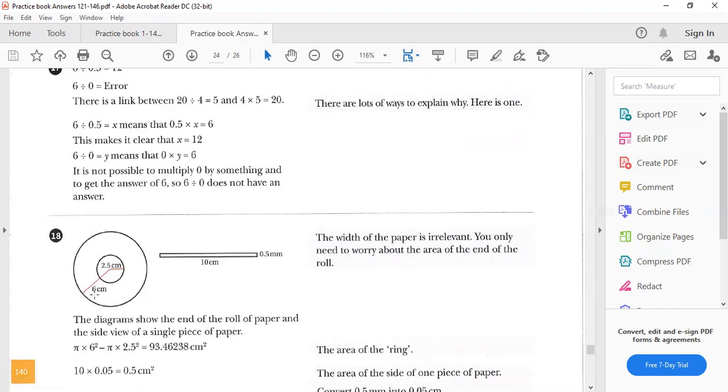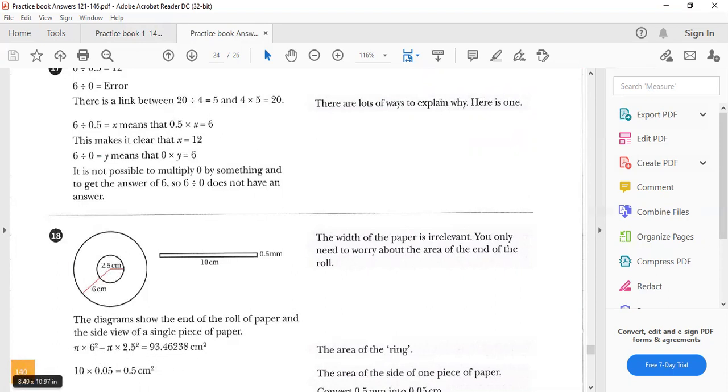So pi is pi, r square is 6 squared, which is 36, minus pi r square of the hole. Why do we subtract? Because in this hole there is no toilet paper. So we just subtract this and we will get our answer.